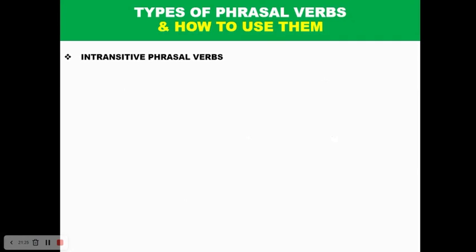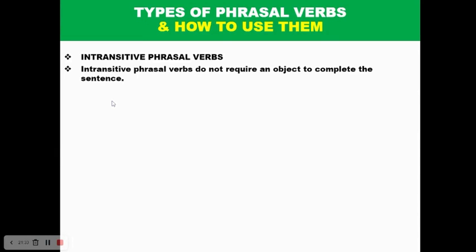Now, this brings us to intransitive phrasal verbs. We have looked at transitive. Now we are looking at intransitive. Now, intransitive phrasal verbs are phrasal verbs that do not require an object to complete the sentence. Okay? Let's look at examples of intransitive phrasal verbs.